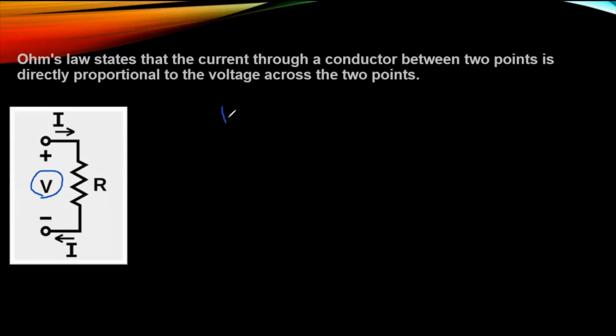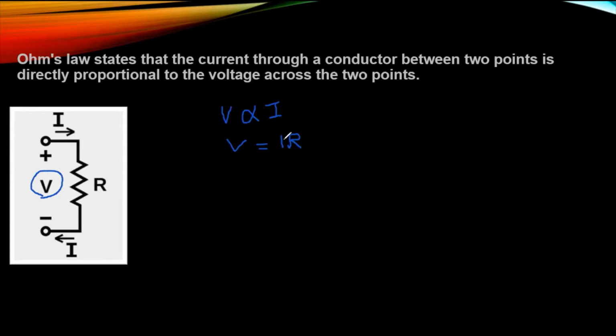So we can just note it down like this. Voltage is directly proportional to current. To remove the proportionality, we are introducing a constant, resistance. So V is equal to IR. This is a basic formula that you can use for solving many numericals. Here, V is the voltage, I is the current, and R is the resistance.